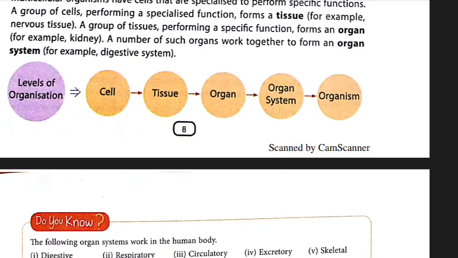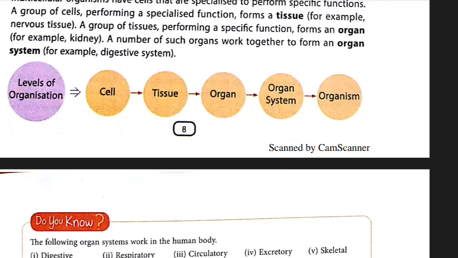Muscle tissue is a combination of muscle cells. Skin is also a tissue, and it is also called the epidermis. So particularly in the hand, three types of tissues are present, and these three types of tissues are made up of three types of cells.